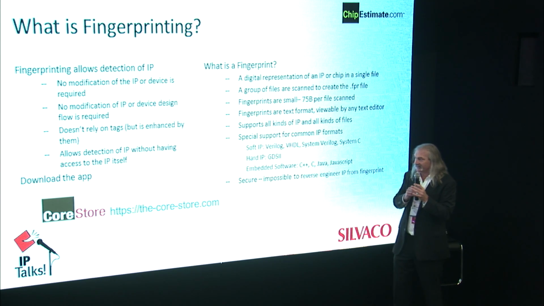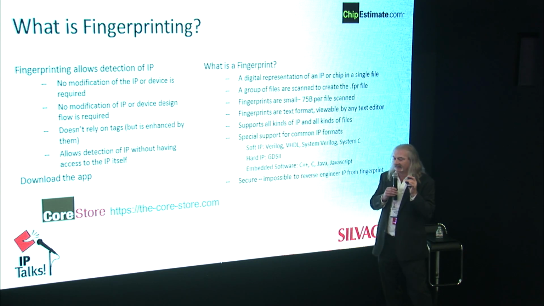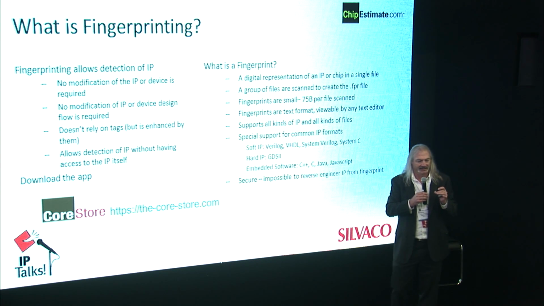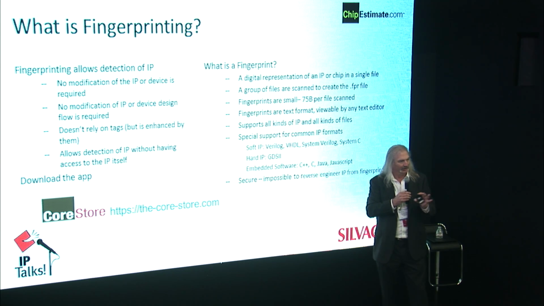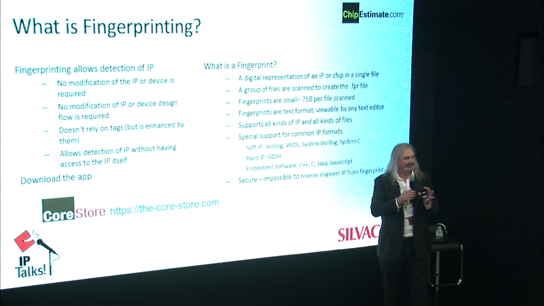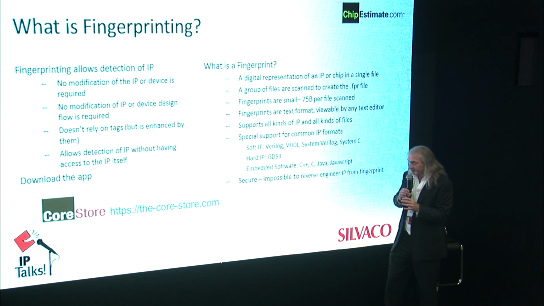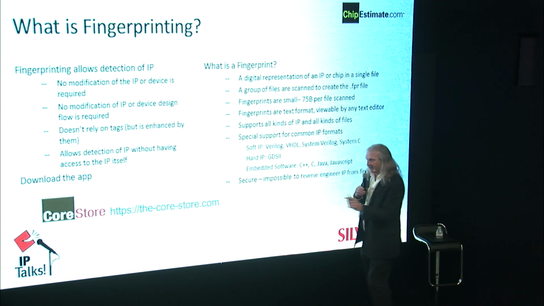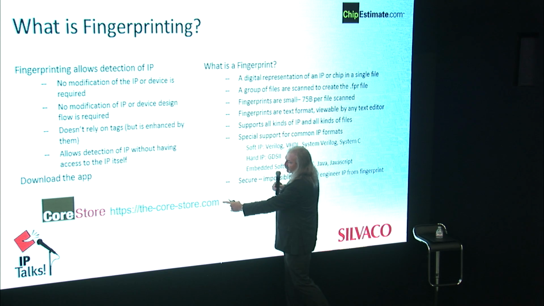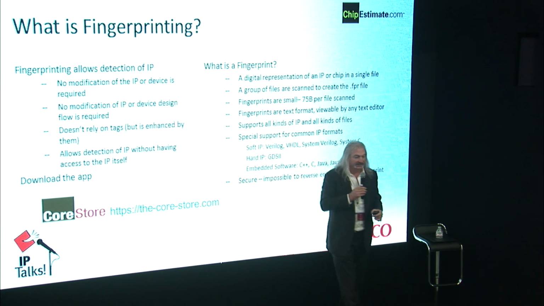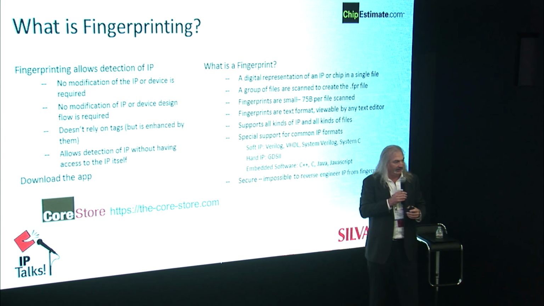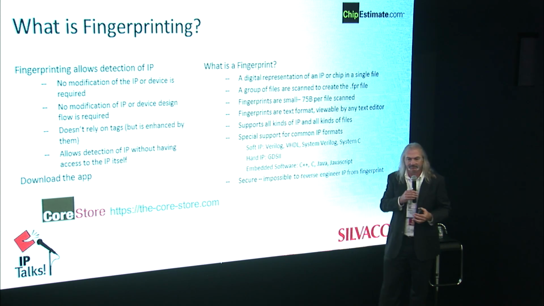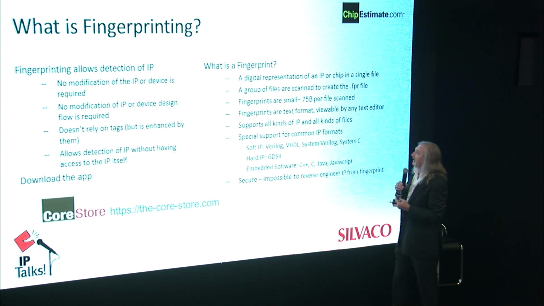And one of the cool things is that you can detect an IP in a chip without having access to the chip itself. And I'll explain how that works a little bit later. But that's the really cool part, is you can do this outside of the design. If you're interested in this fingerprinting app, you can go to corestore.com, where you can download the fingerprinting stuff, and you get a white paper there, and there's a whole bunch more stuff that you can learn there by self-service, basically.